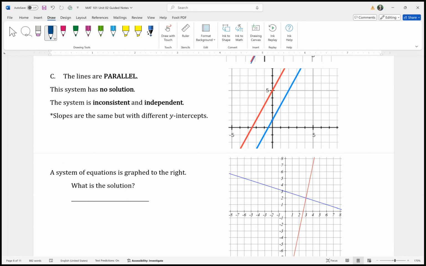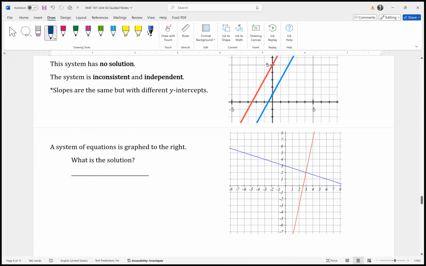It is inconsistent, but it is independent. Okay, so the slopes are the same, but with different y-intercepts. And in a previous video, we just got through talking about parallel. Okay, so let's look at a very quick example of this.